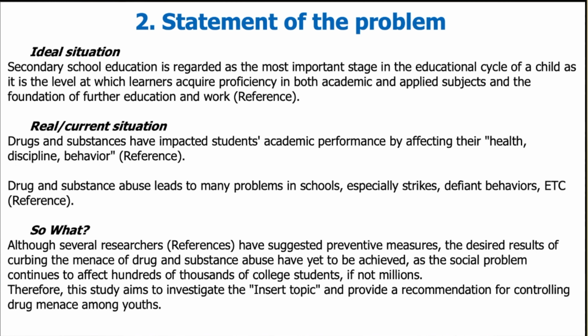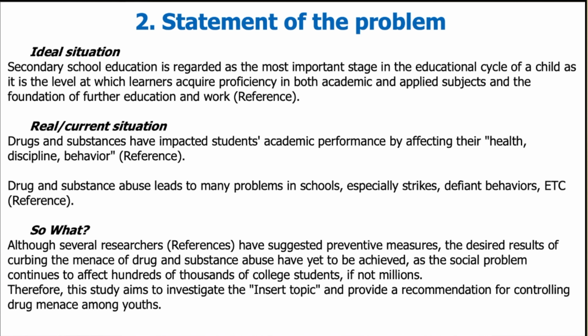Let's see. So, under so what, this means therefore, after we have found this gap, therefore, we want to do A, B, C, D to be in a position to solve this problem. So you'd say, although several researchers, and you provide references there. Now here you can provide many references. Remember, they must be current and they must be researchers who have already worked on the problem you're trying to solve. That is the problem of drug and substance abuse.